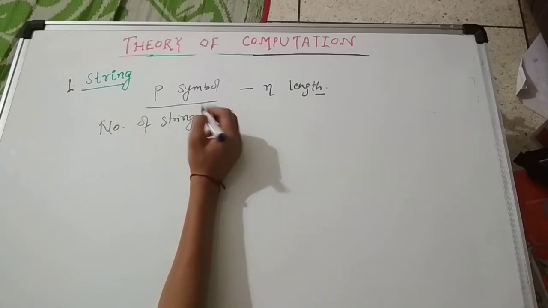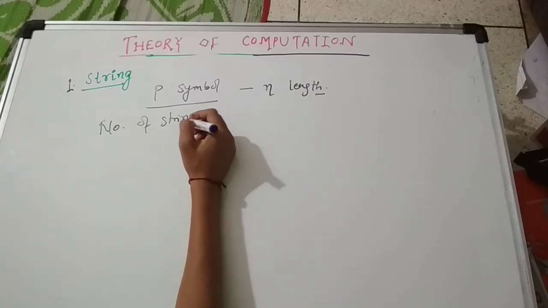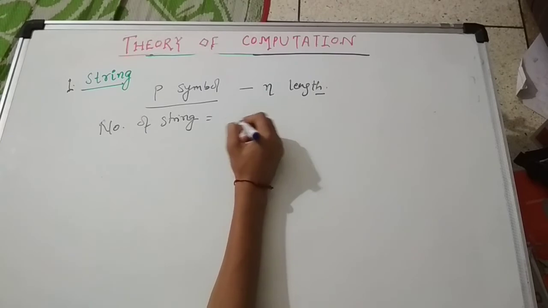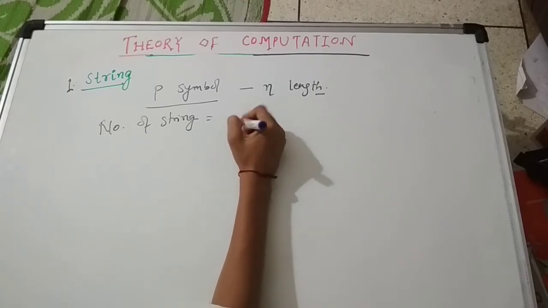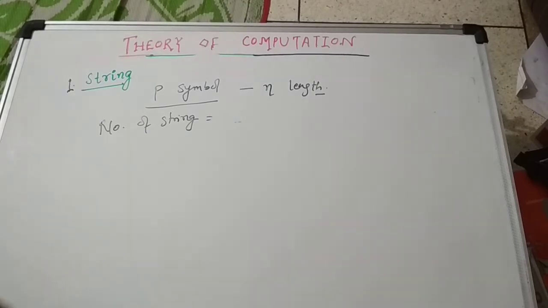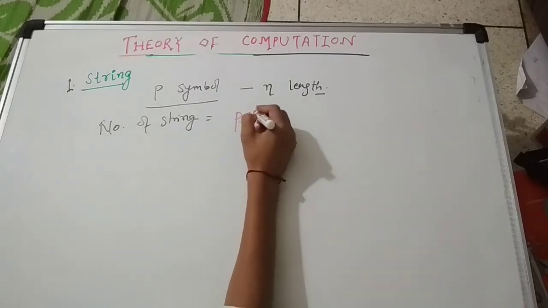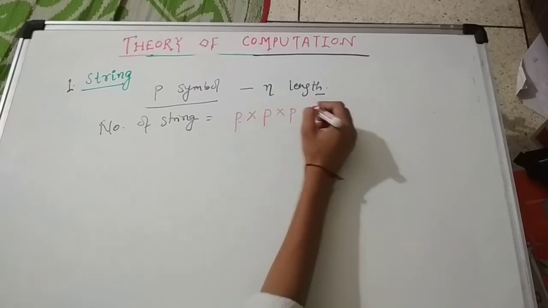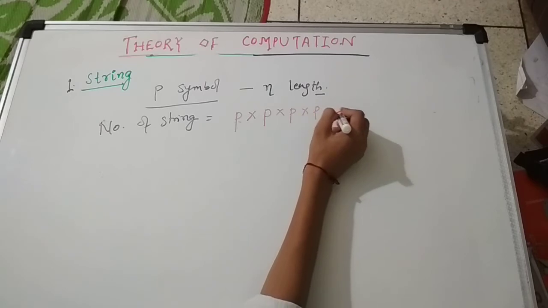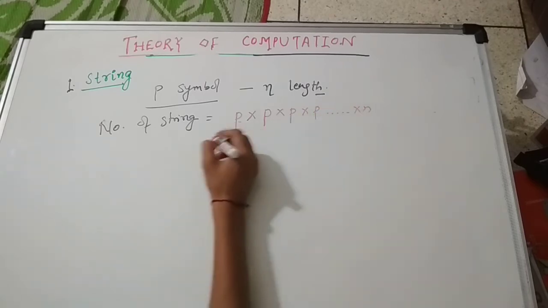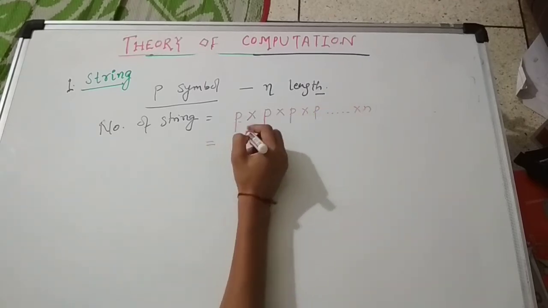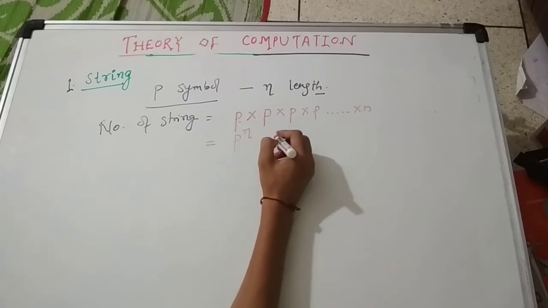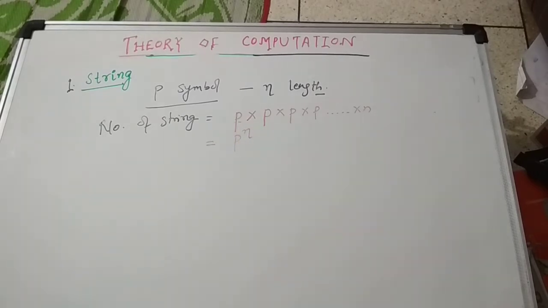So here, as we have seen earlier, for the first symbol we will have p symbols. That means we will have p options there. Similarly, for the second symbol we have p options, for the third p options, for the fourth p options, and for the nth we have p options. That means we have p to the power n different strings formed by p symbols of length n.